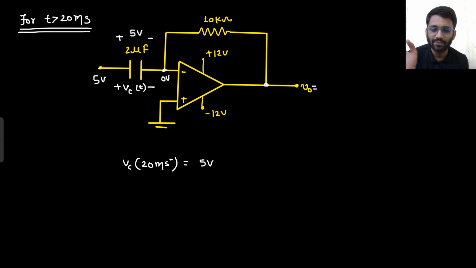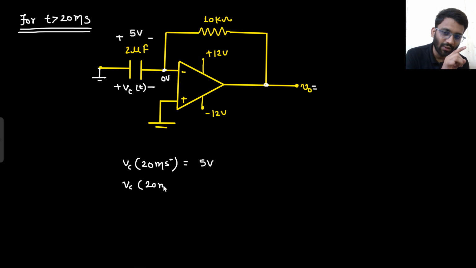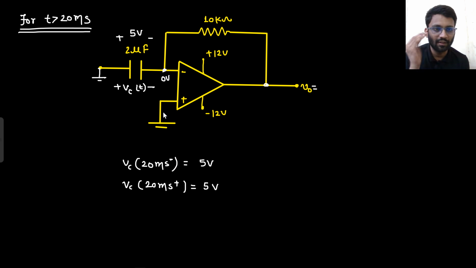This was 5 volt. Now your input is gone. If input is gone, the capacitor is not going to change its voltage instantaneously, right? So Vc at 20 millisecond plus will also be 5 volt only, because a capacitor doesn't change its voltage instantaneously. So this 5 volt is not gone. It can go slowly, it can go down or go up slowly, but instantaneously it will not go. So this 5 volt is there. If this 5 volt is there, what will be the potential of this point? Minus 5 volt. Say yes or no.